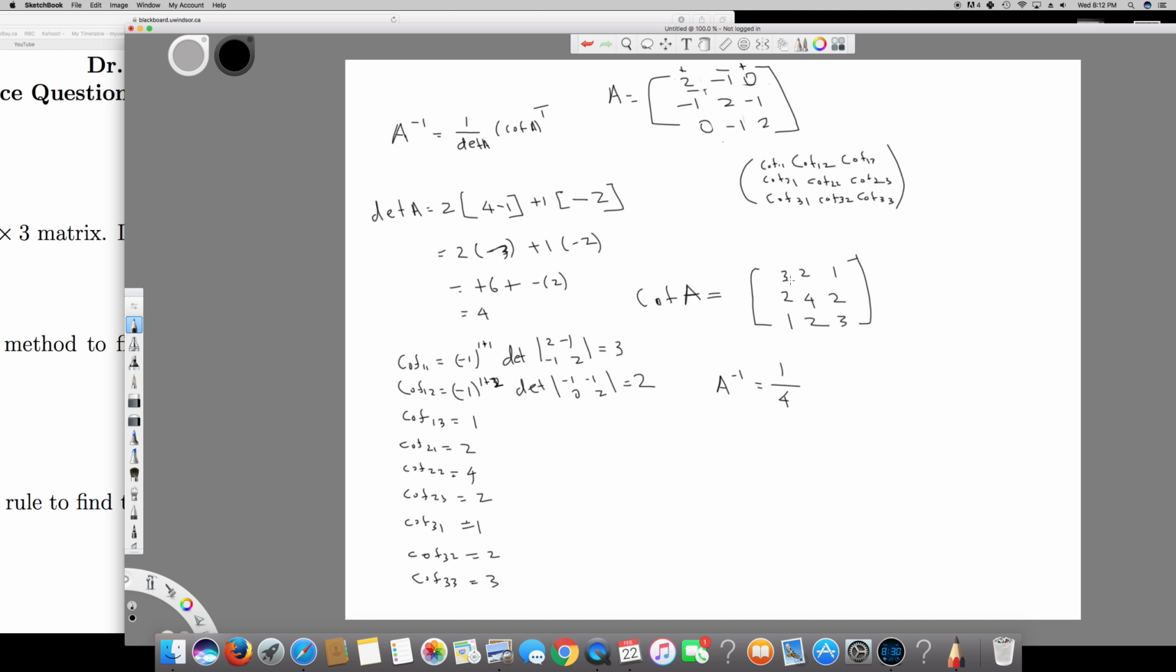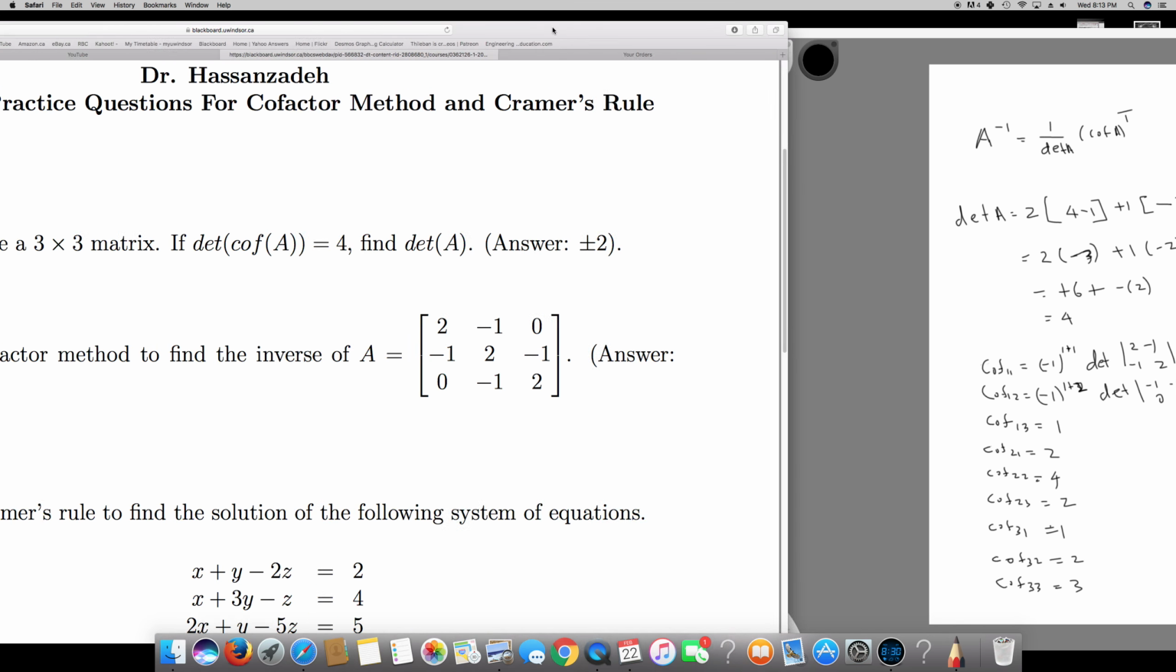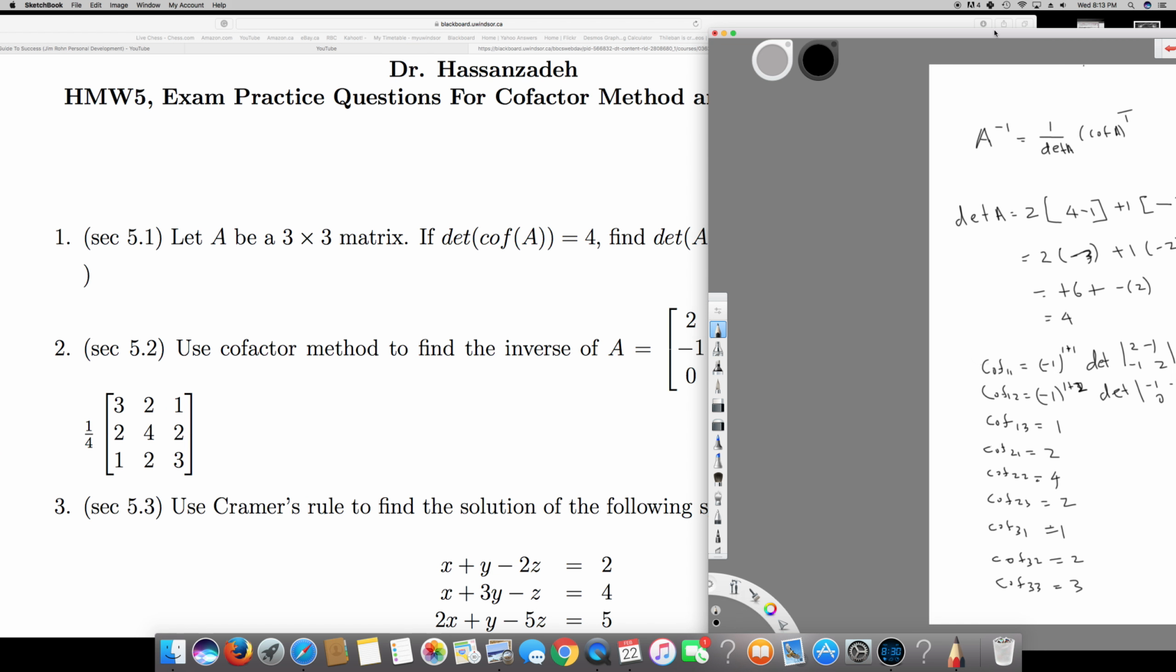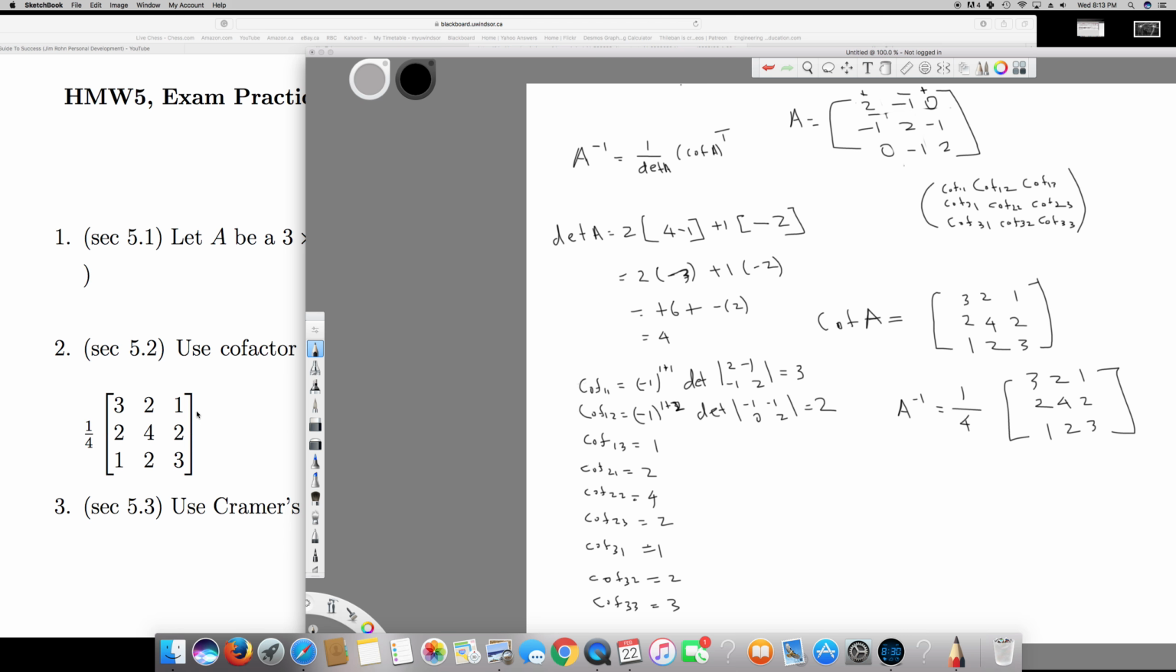But if you see the pattern, if you swap, it's still the same thing, because 3 2 1, if I swap, is still 3 2 1. 2 4 2, if I swap, is 2 4 2, and 1 2 3, same thing. Remember, it's the transpose, and the transpose is the same thing. The final answer is 3 2 1, 2 4 2, 1 2 3. Let's check with the answer right here: 3 2 1, 2 4 2, 1 2 3, A inverse is 1 over 4.